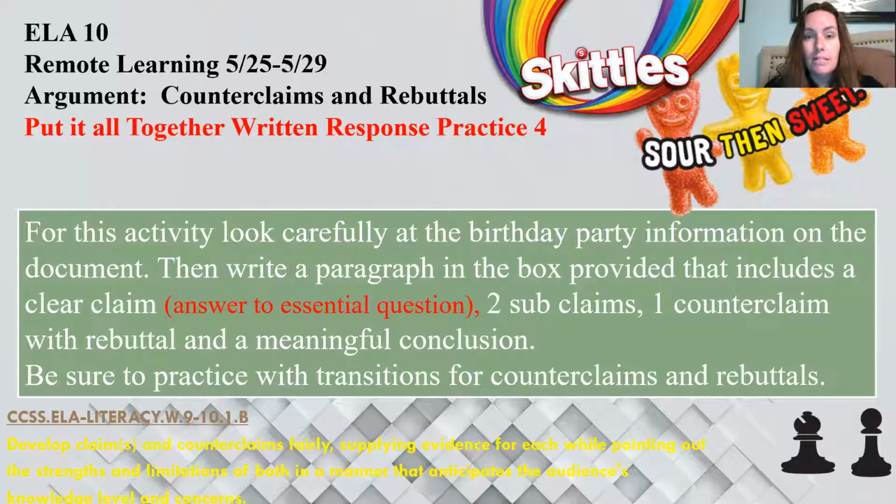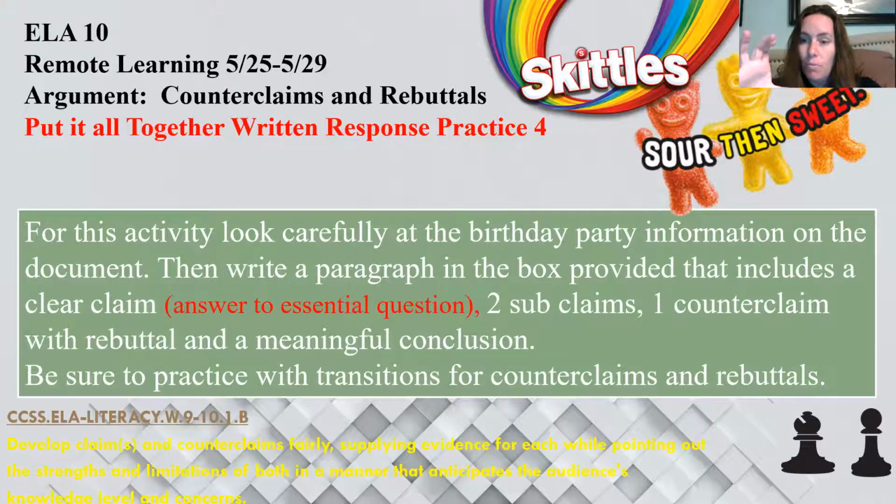So for this activity, you're going to look carefully at the birthday party information prompt on the document. Then you're going to write a paragraph in the box provided that includes a clear claim. It needs to answer the essential question of the prompt. Two subclaims, so you've got to have two reasons to support it. And then somewhere in there, you've got to have at least one counterclaim with a rebuttal. And then I want some meaningful wrap-up conclusion statement.